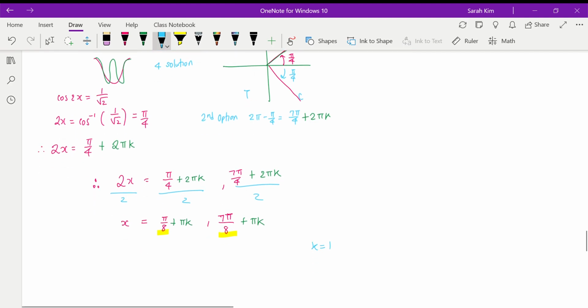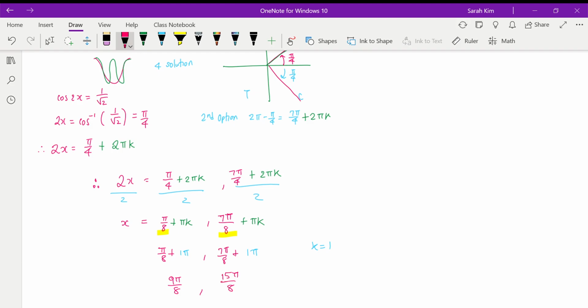What happens is then my next option would be pi over 8 plus 1 lots of pi, and then 7 pi over 8 plus 1 lots of pi. So we're going to do that on the calculator and see what you get. So then I get the next periodicity would be 9 pi over 8, and then 15 pi over 8, I think.